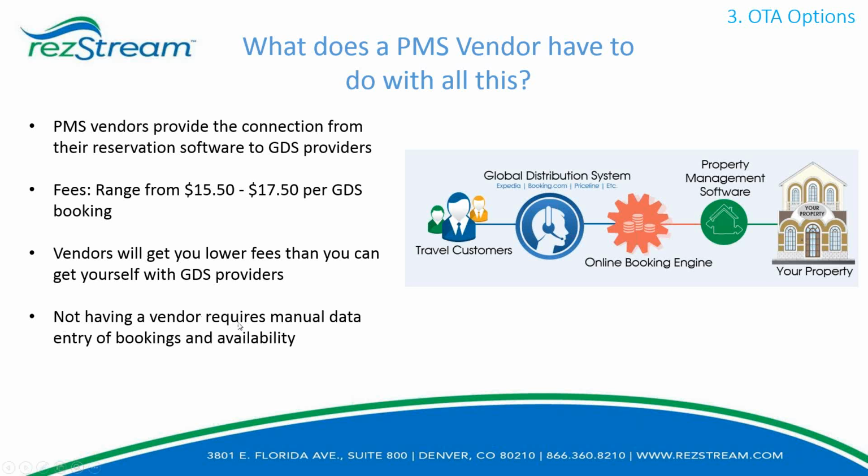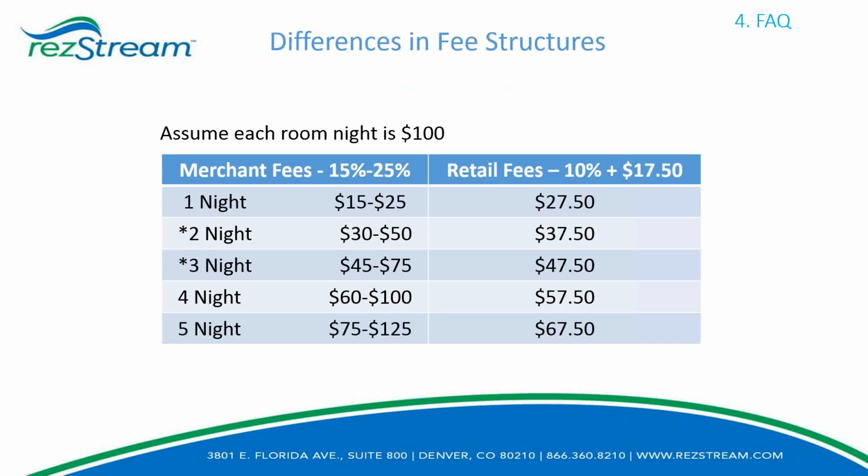Lastly here, not having a vendor means that you have to do that manual data entry of your bookings and availability. So for those of you on merchant agreements that work directly with the website, by not having that GDS connection, now you're managing all that stuff manually, and we covered that in depth pretty well. Moving on here. So I've shown you the two different options, the merchant agreement and the GDS agreement.